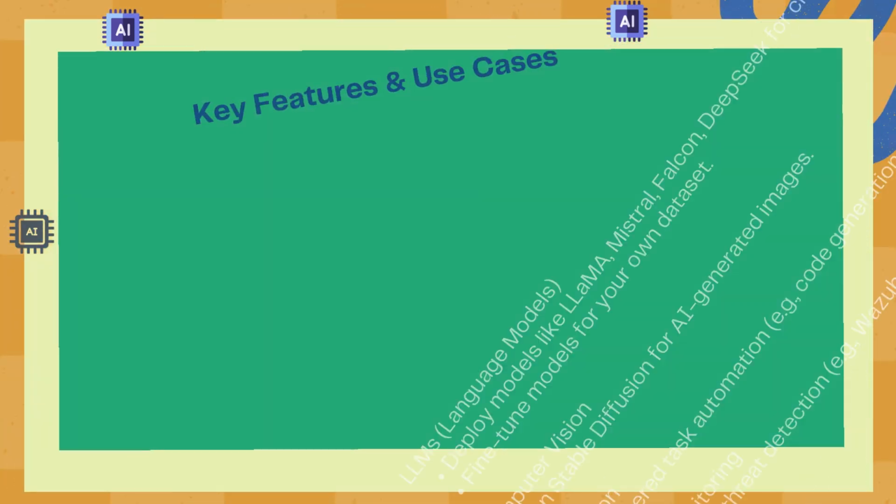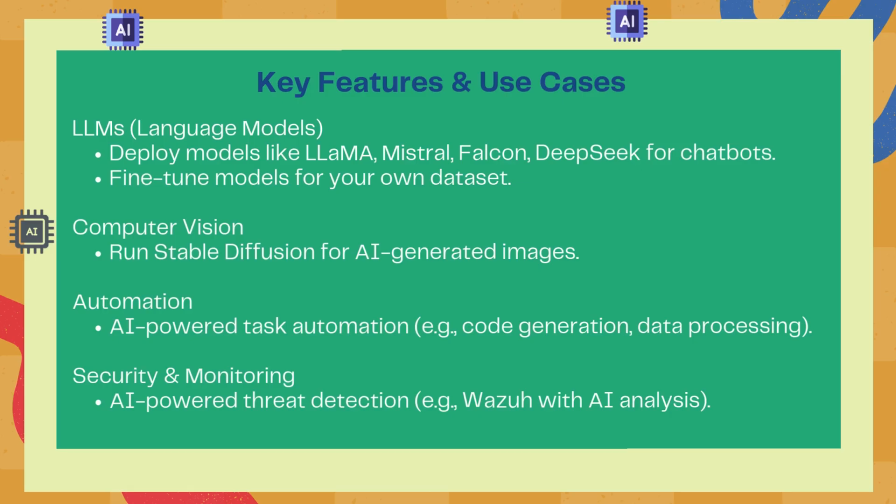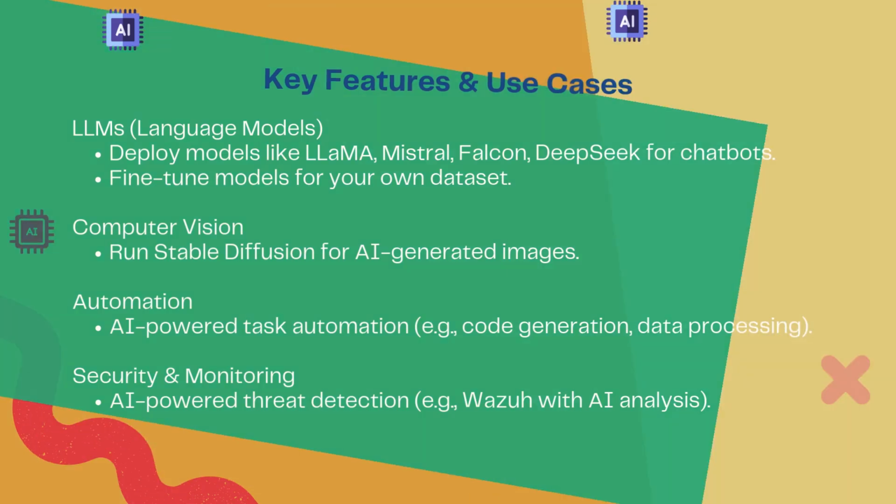Key features and use cases. LLMs, language models. Deploy models like LLaMA, Mistral, Falcon, DeepSeek for chatbots. Fine-tune models for your own dataset. Computer vision. Run Stable Diffusion for AI-generated images. Automation. AI-powered task automation, e.g., code generation, data processing. Security and monitoring. AI-powered threat detection, e.g., Wazuh with AI analysis.